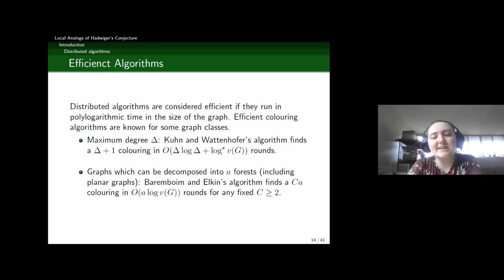For graphs with bounded arboricity A, there's also an efficient algorithm that finds a C·A coloring in big O of A log |V(G)| rounds for any fixed C greater than 2. Obviously, the smaller your C, the worse the constant hidden by the big O.